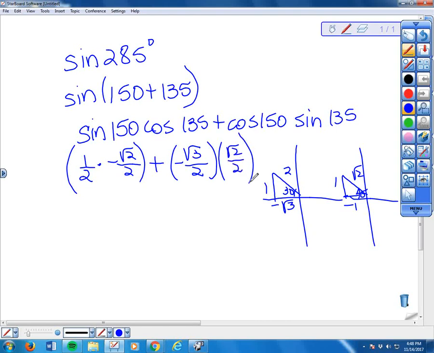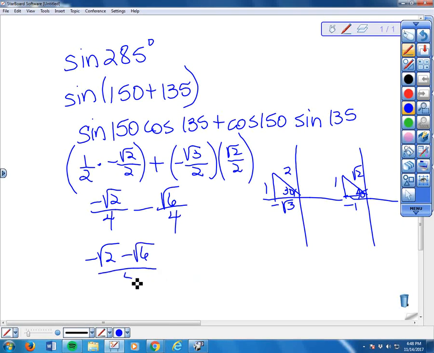Positive this time. So just multiplying through, I get negative square root of 2 over 4 minus square root of 6 over 4. So I could write this as negative square root of 2 minus the square root of 6 over 4. I could also just factor a negative out of the whole thing, and then it would be negative, square root of 2 plus square root of 6 over 4. Either way, these are equivalent.